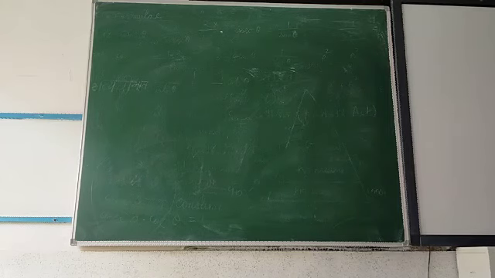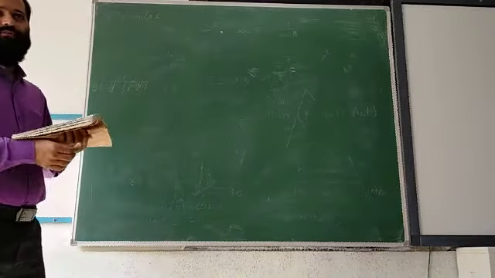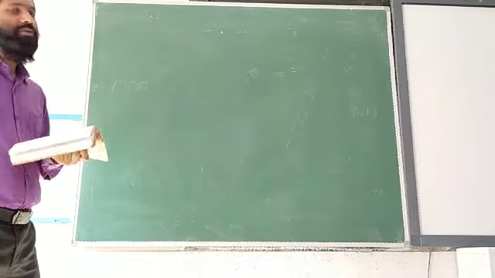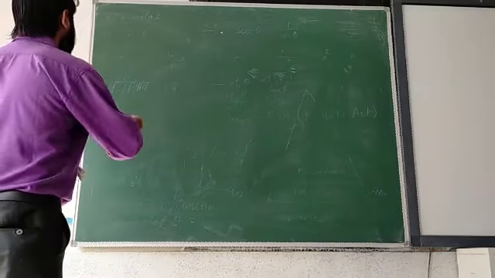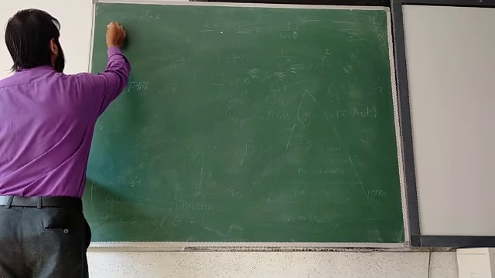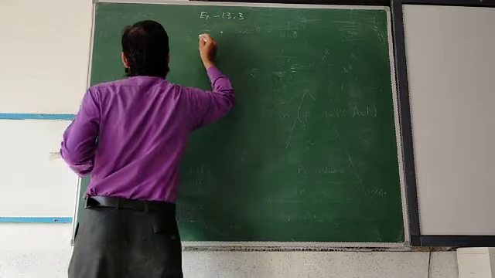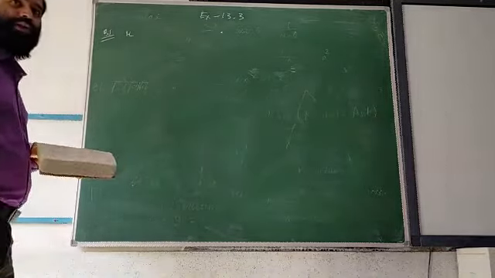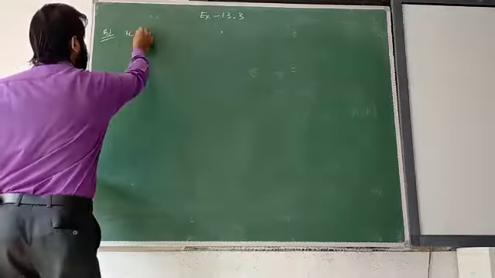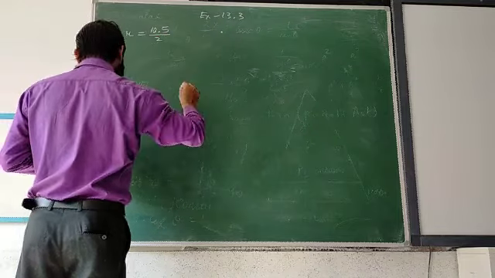Exercise 13.3, question number 1. The diameter of the base of a cone is given: 10.5 centimeters. So we will say that the radius of a cone is half of the diameter. The diameter is 10.5, so we can write this as 10.5 by 2 centimeter.